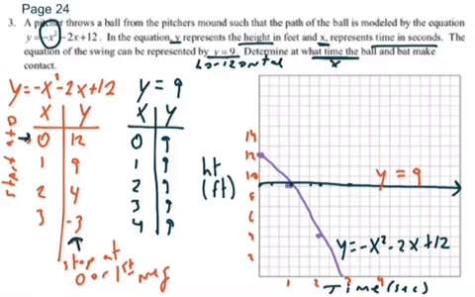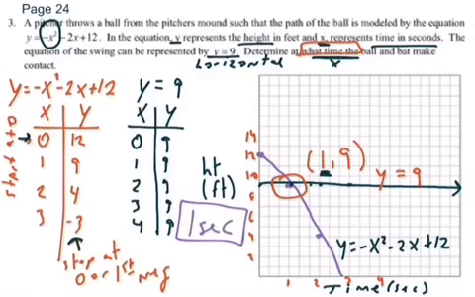Now the question again is asking at what time do the ball and the bat make contact. The intersection point is 1, 9. Since they're asking for only the time, that is referring to the x value, meaning at 1 second, the bat and the ball make contact. That would be your final answer.